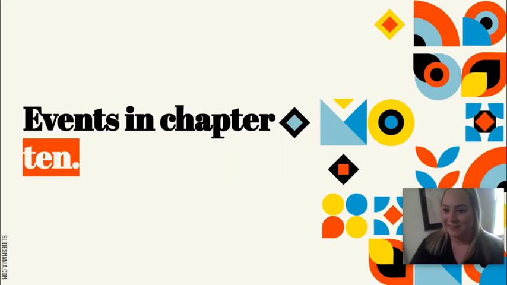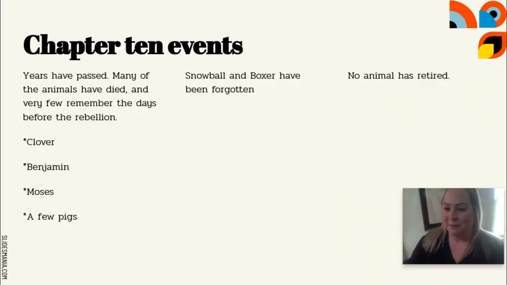All right, so let's get to the events that did happen in chapter 10. By now, many years have passed on the farm, and there's really no memory of the way things were back in Jones's day. A lot of the animals have passed away. Jones has passed away, and there's a small group of animals that remember things before the rebellion and the purpose of the rebellion. These animals are Clover and Benjamin and Moses and a few pigs who are nameless. Snowball and Boxer by now have been long forgotten. They are erased from the collective memory on the farm.